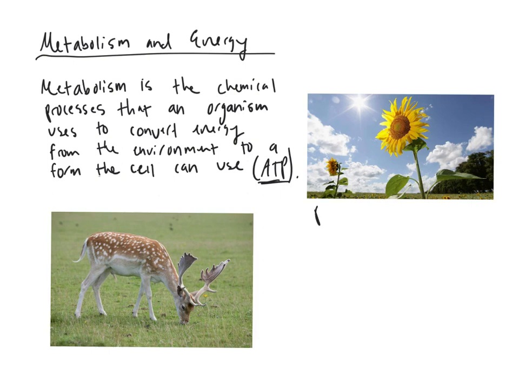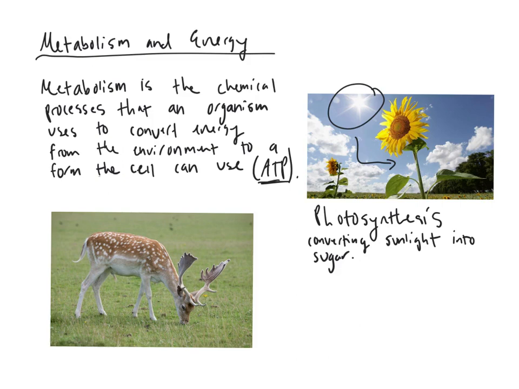The first is photosynthesis, where a plant takes sunlight and turns it into sugars, which is why plants are at the base of the food chain. And then we have the process that we use as human beings, same as our little deer right here: we have to eat food and break it down into a usable form. So we use cellular respiration to do that.